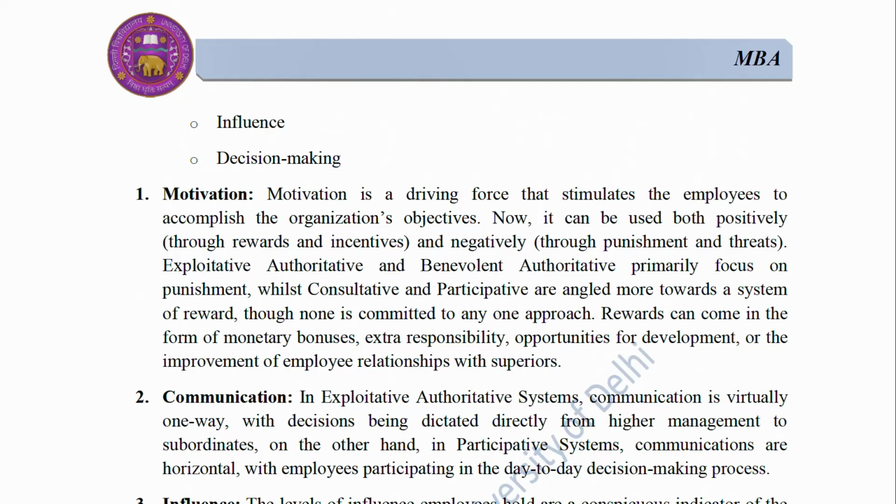Number 1, motivation. Motivation is a driving force that stimulates the employees to accomplish the organization's objective. Now, it can be used both positively through rewards and incentives and negatively through punishments and threats. Exploitative authoritative and benevolent authoritative primarily focus on punishments, whilst consultative and participative are angled more towards a system of rewards. Though none is committed to any one approach, rewards can come in the form of monetary bonuses, extra responsibility, opportunities for development, or the improvement of employee relationships with superiors.